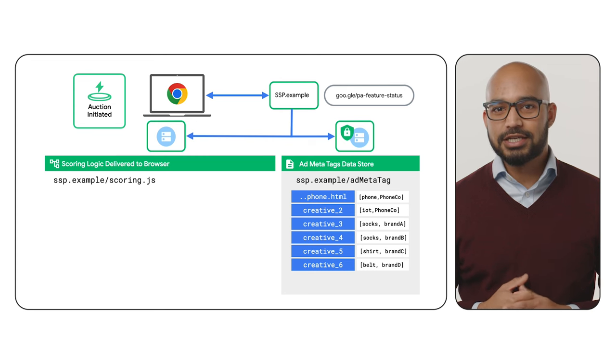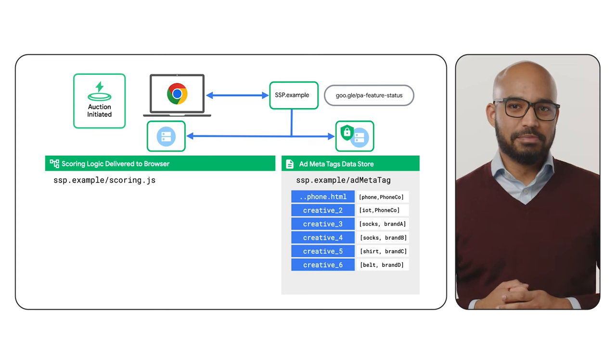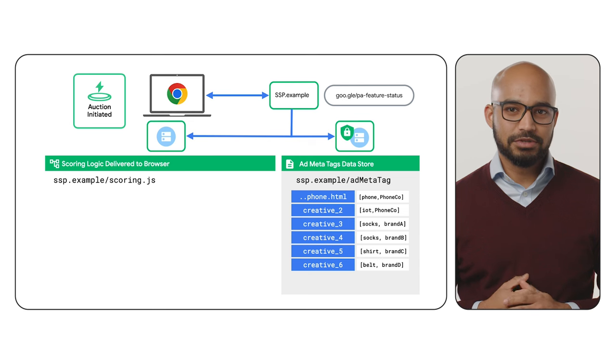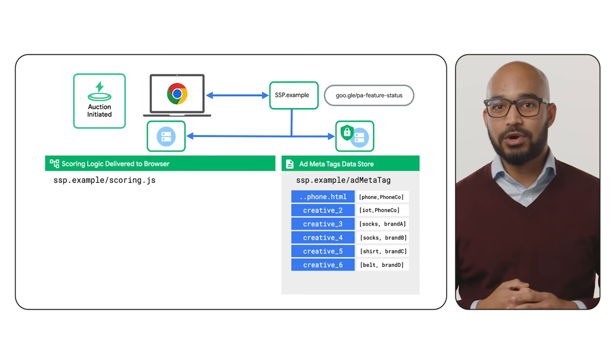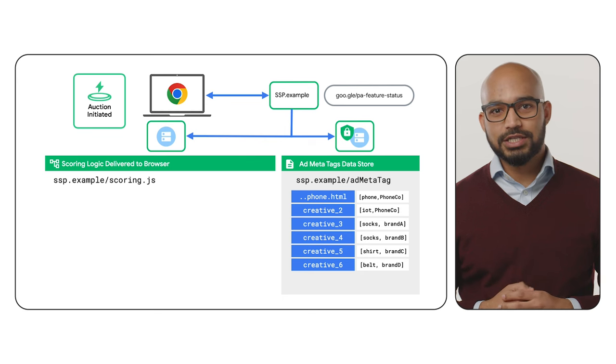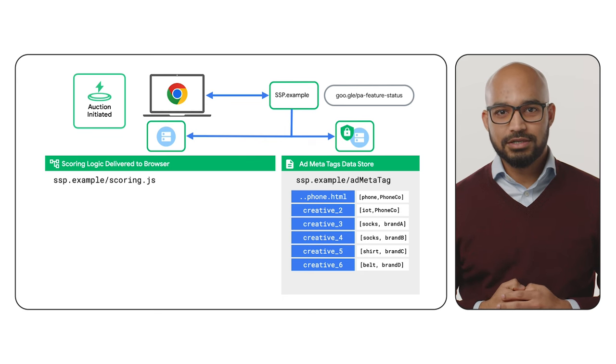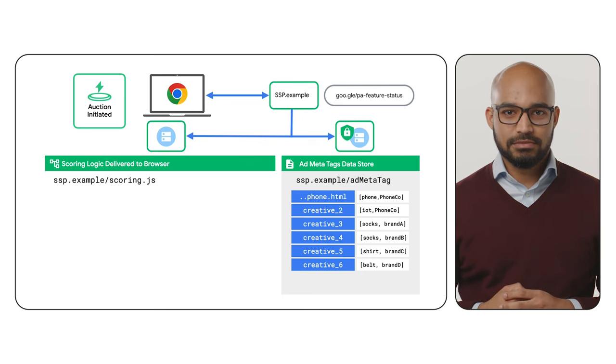In this case, this SSP has done just that. To keep it simple, you see two columns. First, the specific creative's URL. Second, some data about that creative. On the first row, you can see the creative for the smartphones campaign, and it has been categorized as a phone ad for the phone co-brand. We'll see how this comes into play during the auction in the next step.